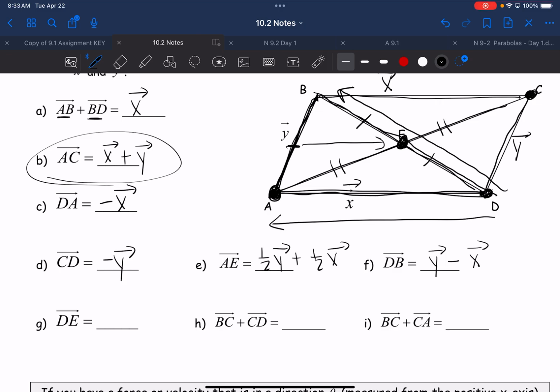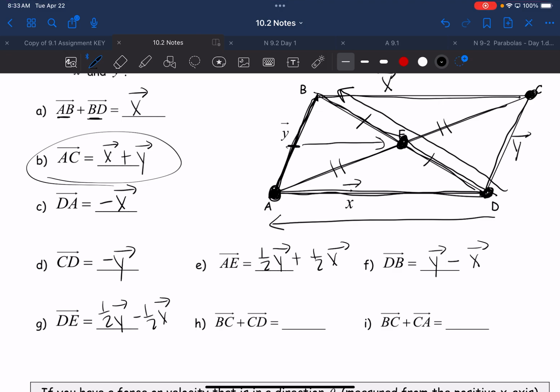Okay. What about DE? That would start at D and end at E. It's similar to AE. I'm just going backwards, right? I'm going up the vector. So instead of addition in the middle, I'm going to have subtraction. Good. So I'll have 1/2 vector y minus 1/2 vector x.